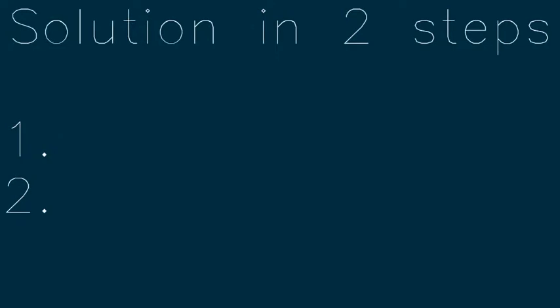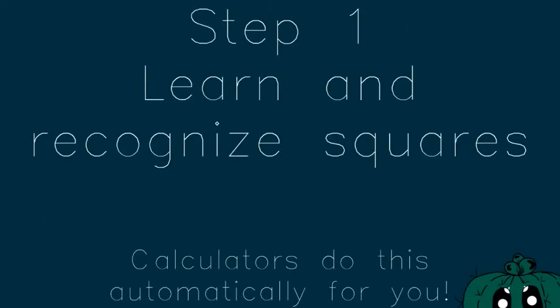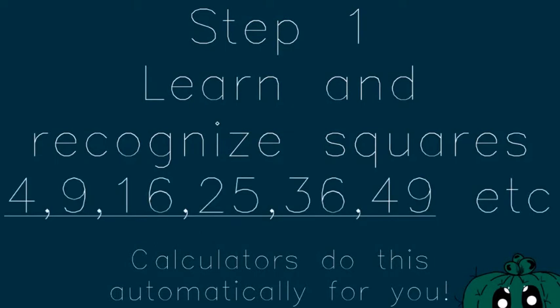The way you actually do it is in two steps. The first step requires some memorization: you have to learn and recognize the squares, let's say from 1 to 10. For example, one squared is equal to 1 and 10 squared is equal to 100. I have listed down some squares: 4, 9, 16, 25, 36, 49.